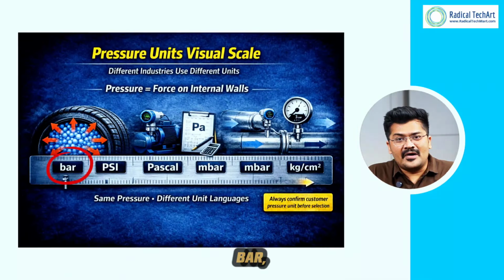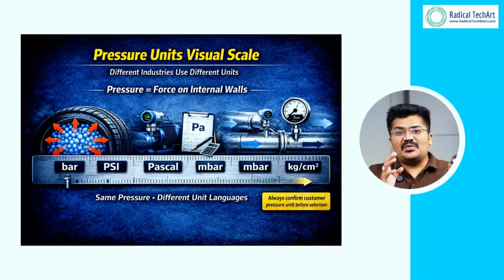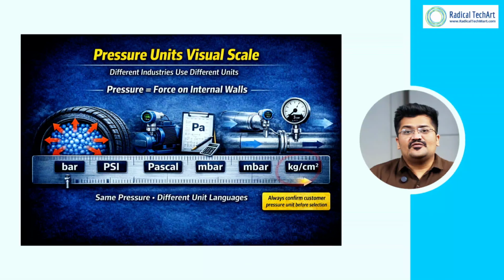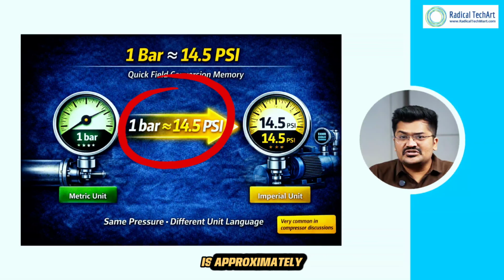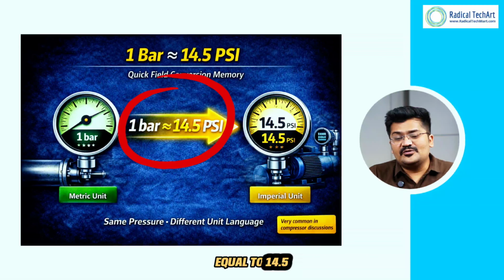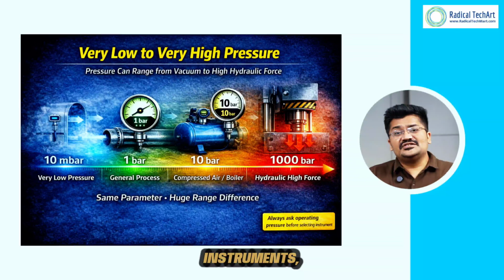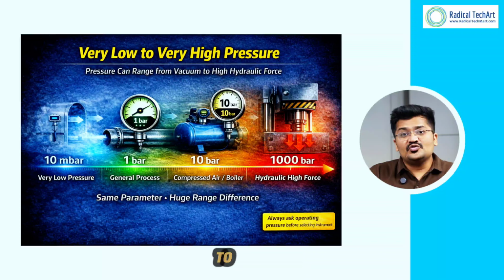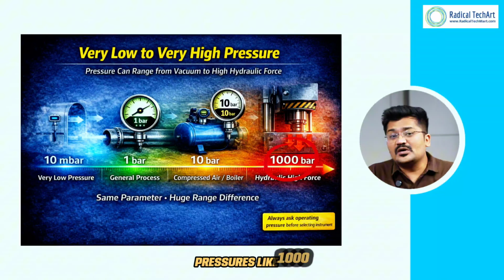Now, pressure can be measured in different units. Some common units are bar, psi, pascal, millibar, kilogram per centimeter square. For example, 1 bar is approximately equal to 14.5 psi. In industrial instruments, pressure ranges from very low pressure like 10 millibar to very high pressures like 1000 bar.